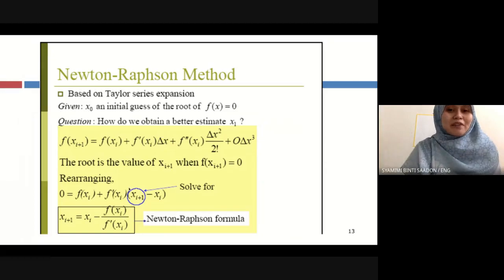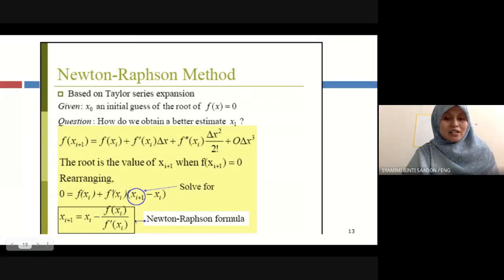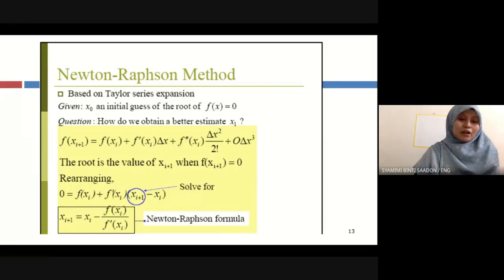So the root is the value of xi plus 1. We assume the root is xi plus 1 when the function of xi plus 1 is 0. If we assume the root is x, the function must be 0. So we rearrange this part, and then we have this. It becomes 0 on the left hand side, so we move it over to the right hand side and get this equation. Rearrange again, and this is the Newton-Raphson formula that we are going to use.